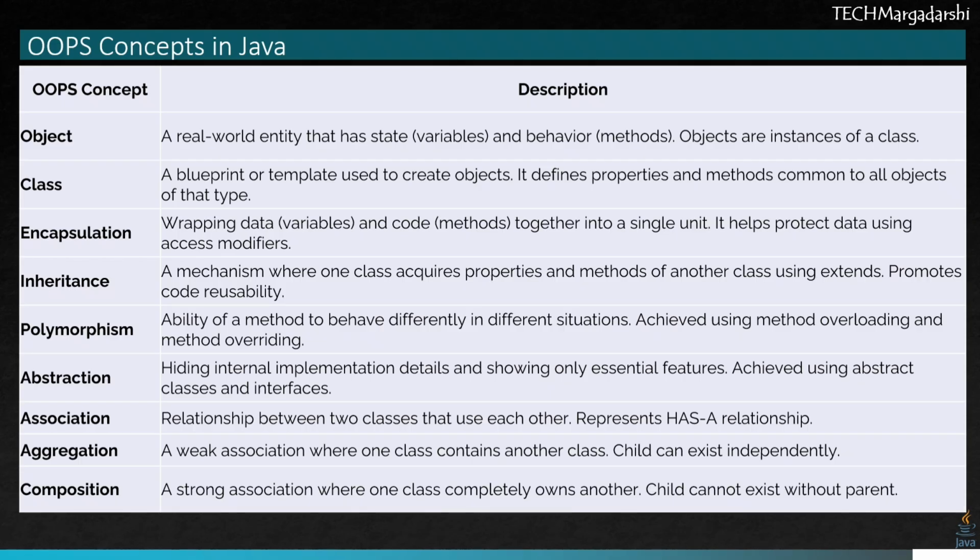Abstraction focuses on hiding internal implementation details and showing only essential features. It is implemented using abstract classes and interfaces. Association represents a relationship between two classes that use each other. It shows a has a relationship where both classes can exist independently. Aggregation is a weak form of association. One class contains another, but the child object can exist independently of the parent. Finally, composition is a strong form of association. Here, one class completely owns another, and the child object cannot exist without the parent.